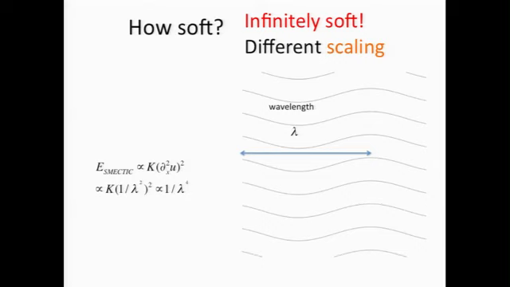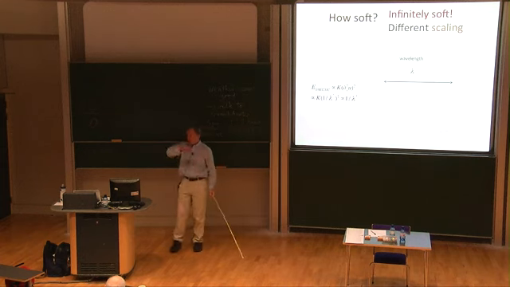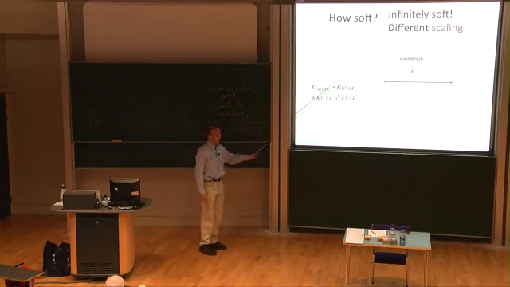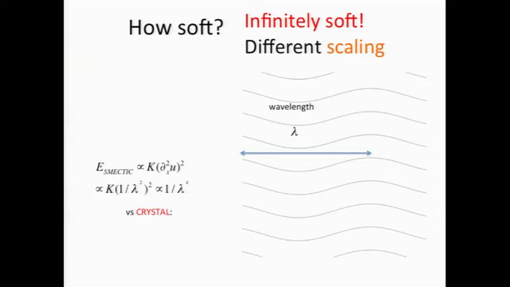The reason you get 4 powers is that it's not enough to tip the layers to make this cost some energy. You have to actually bend them. And bend comes from a second derivative. Then if you make a Hooke's law model, you get the square of that. So you get 4 derivatives, hence 4 powers of length. So a long wavelength distortion like this costs extremely low energy, even lower energy than what you would be used to if you were used to thinking about phonons in a crystal.